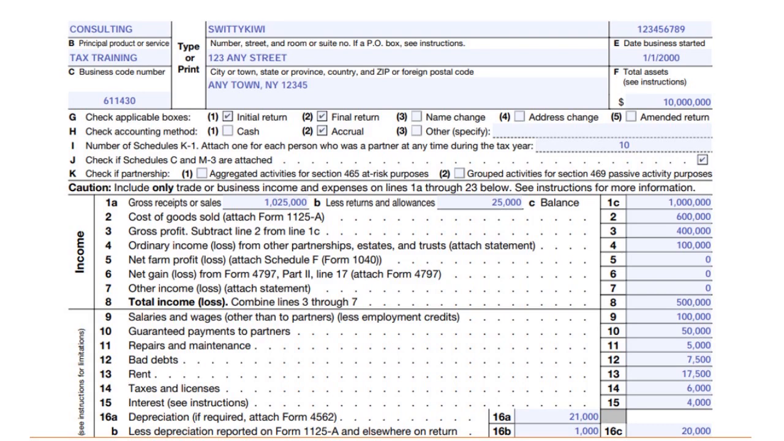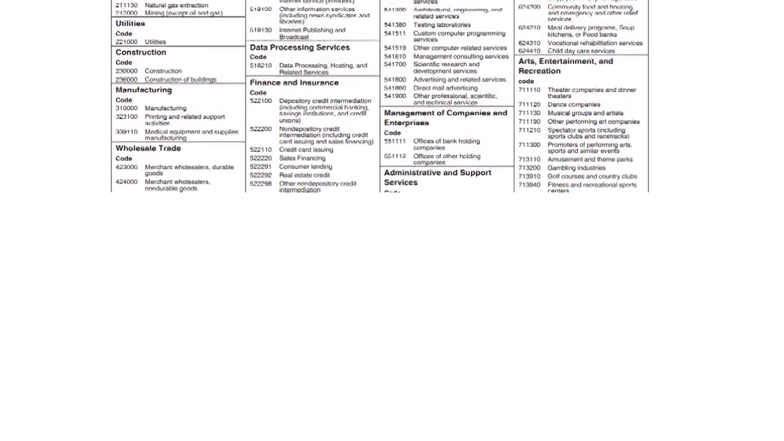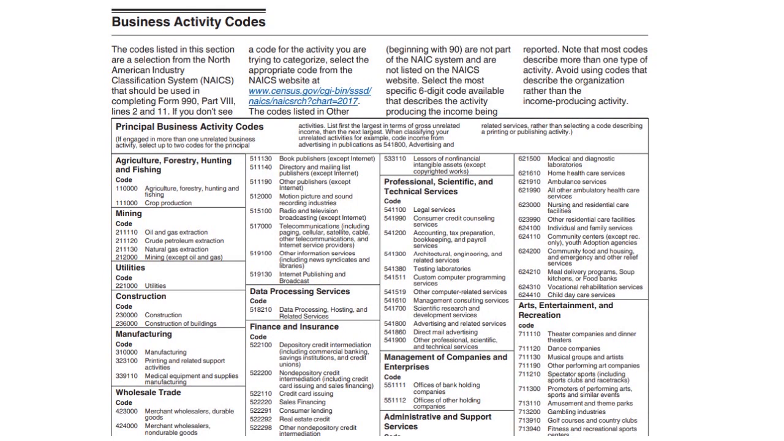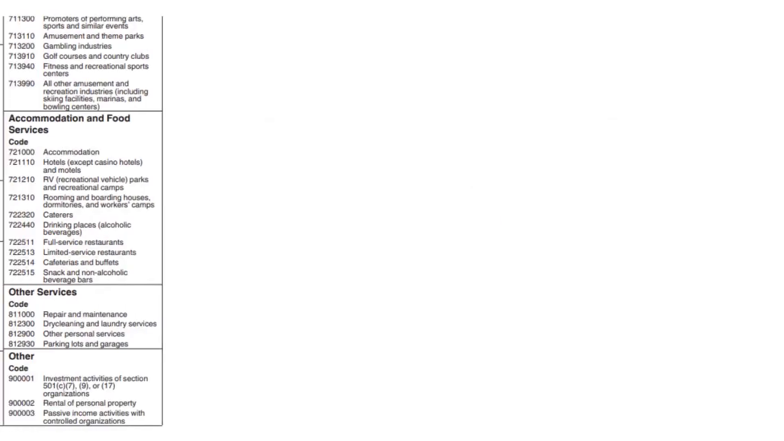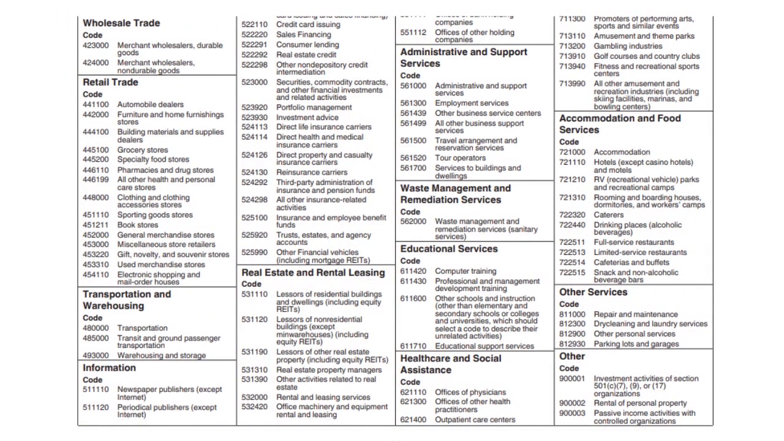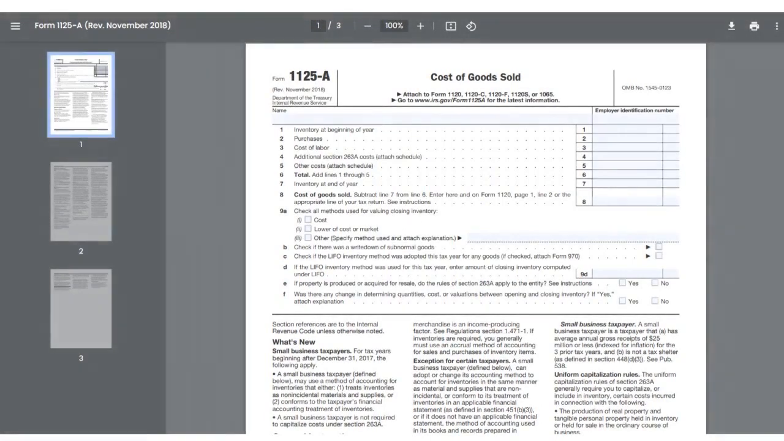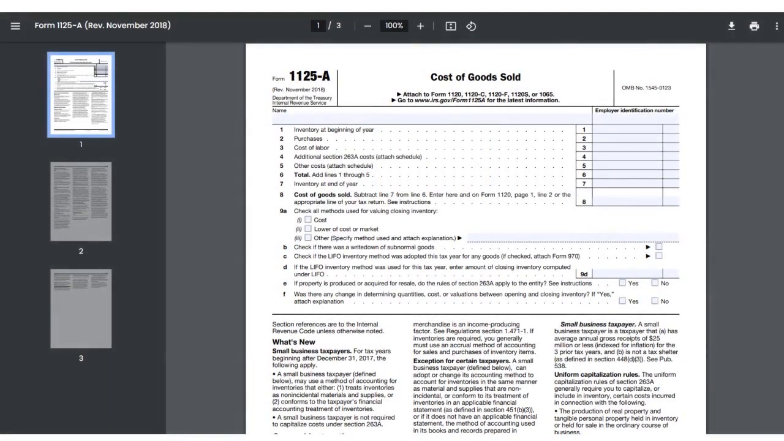One thing I want to show you on the screen here is the business activity code. This is important for you to specify which business activity code applies to your specific situation. First, a screenshot. Then we have the second screenshot. I'm also showing you here Form 1125-A. This is cost of goods sold. I'm just showing you what the forms look like.